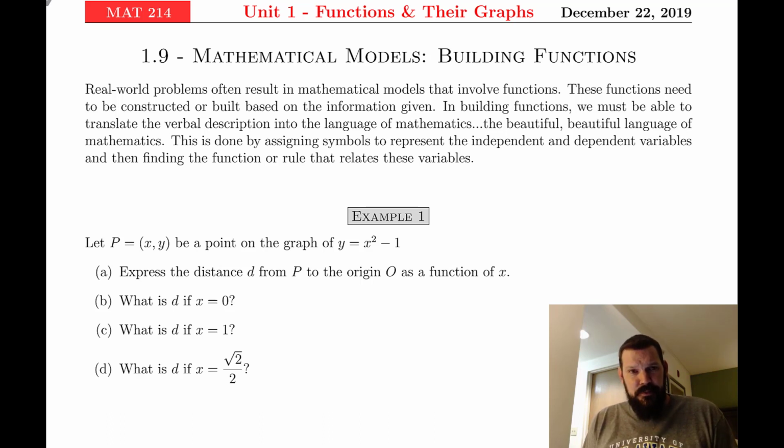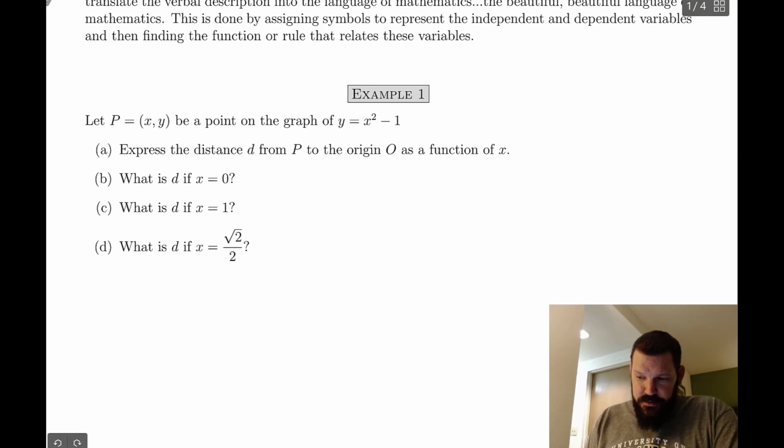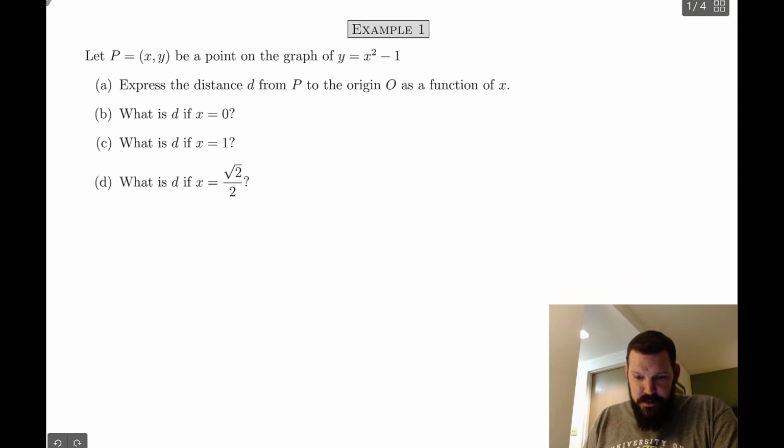It says let P equal some point (x, y), and let that be a point on the graph of y equals x squared minus 1. Part A asks you to express the distance from P to the origin as a function of x. That sounds like a lot of jibber jabber, but it's really not that bad.